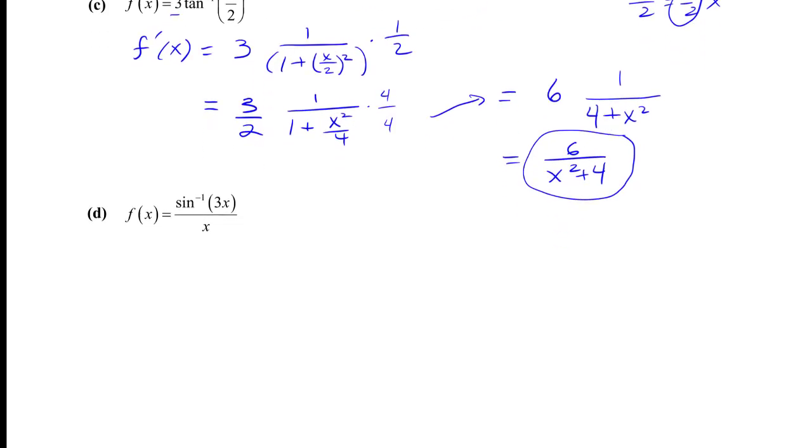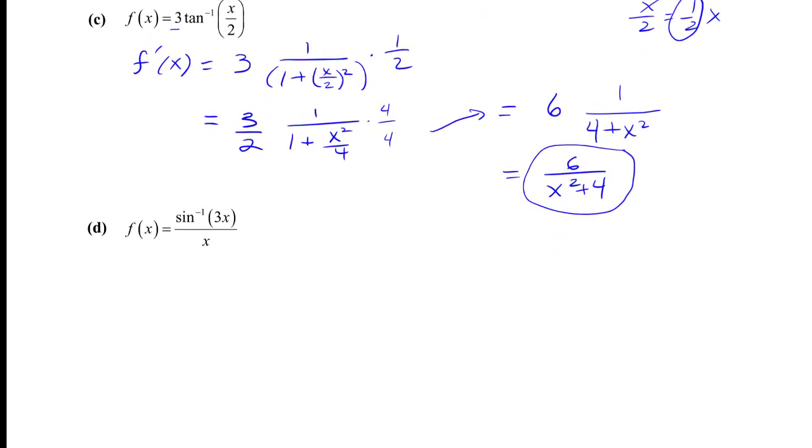All right, so our last one here, we have inverse sine 3x over x. All right, important to note the basic structure. We have a quotient rule. We have a function of x on top of a function of x. So the first thing to take care of is the quotient rule structure. So derivative of the top, okay, so that's the derivative of inverse sine 3x.